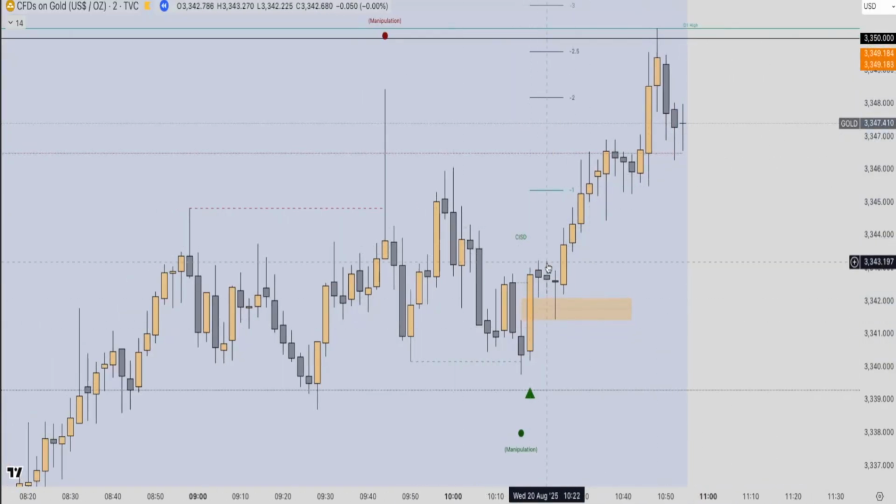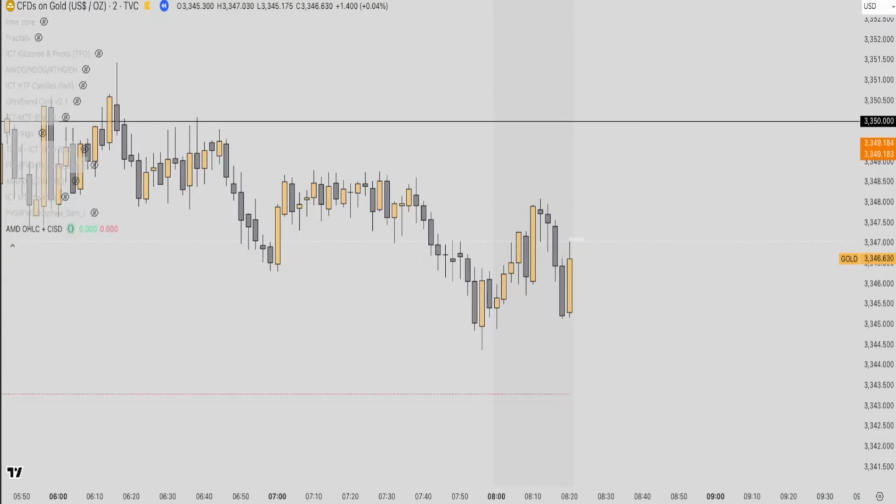Let's look for another example. All right, so in this other example, we have the New York session just open right here. I'm currently on the 2-minute time frame. It doesn't matter the time frame. I'll explain the settings in a little bit.